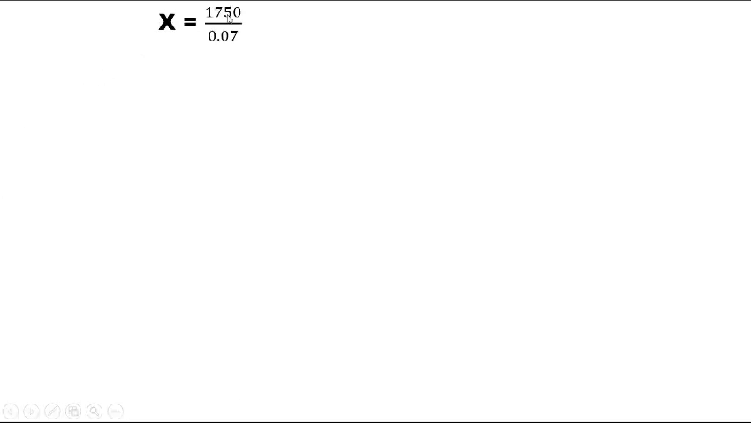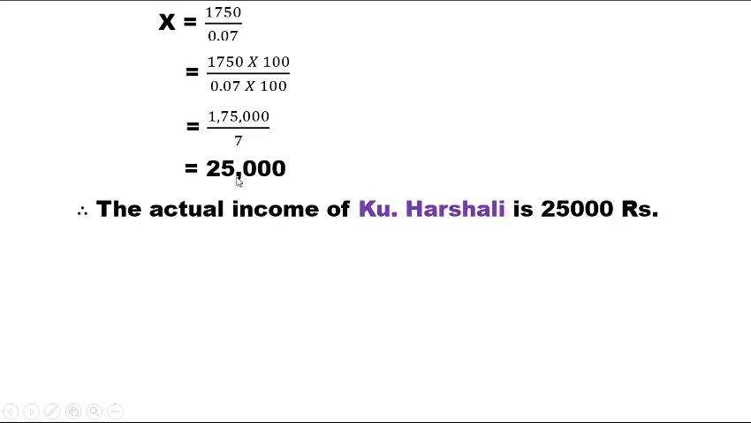Therefore, X is equal to 1,750 divided by 0.07 is equal to 1,750 into 100 divided by 0.07 into 100 is equal to 1,75,000 divided by 7 is equal to 25,000 rupees. Therefore, the actual income of the Kumari Harshali is 25,000 rupees.